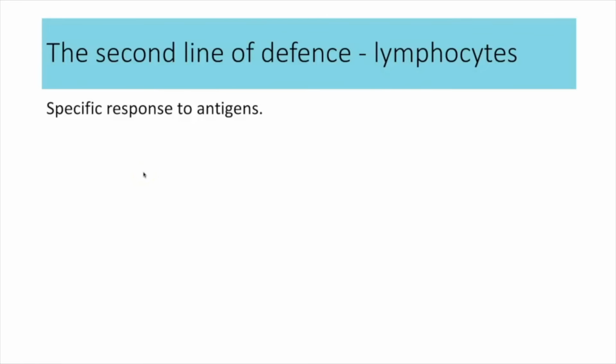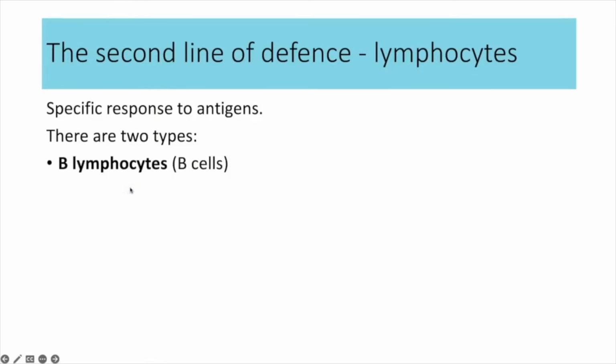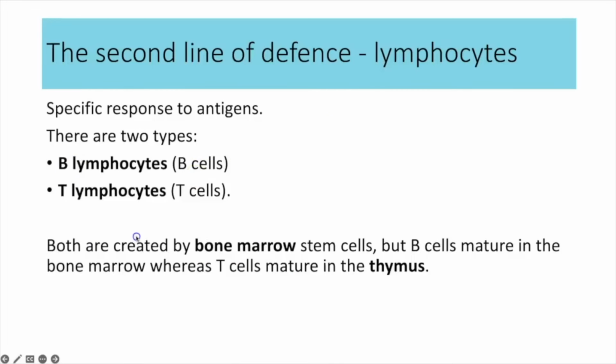And this is specific, and it will respond to particular shaped antigens. There are two types of lymphocytes that are involved in this response. We have B lymphocytes or B cells and T lymphocytes or T cells. All of these lymphocytes are made in the bone marrow coming from the stem cells. But the reason they're called B and T is after where those cells mature. B cells are made in the bone marrow and then they continue to mature in the bone marrow. Whereas T cells are made in the bone marrow, but then they go to the thymus to mature. And that's why they're called T cells.